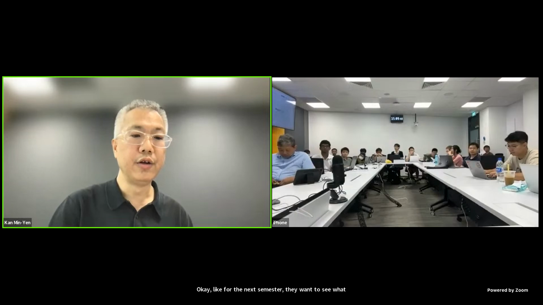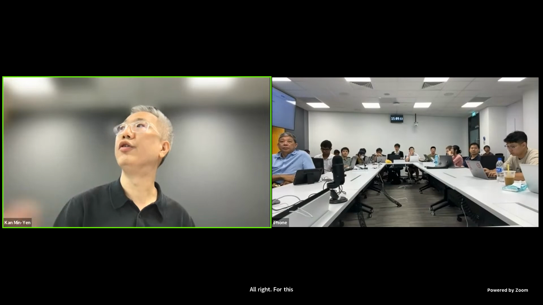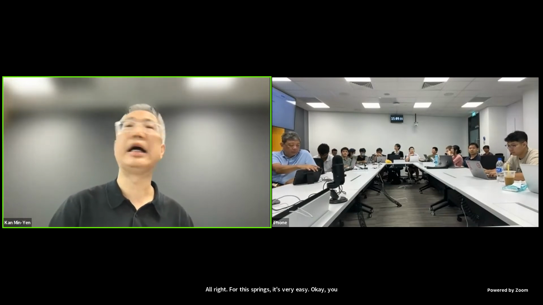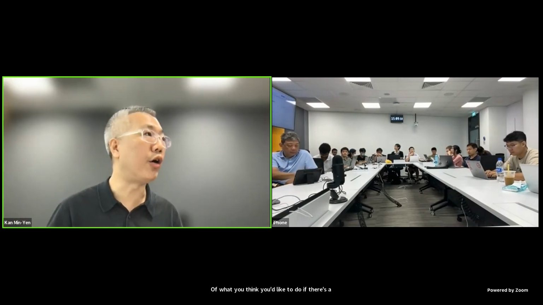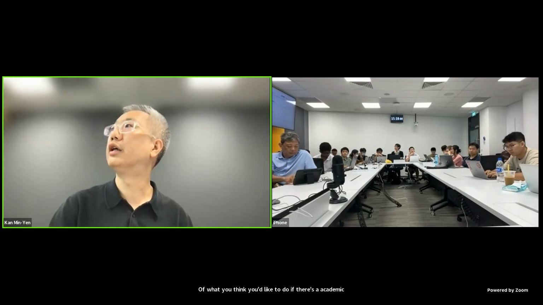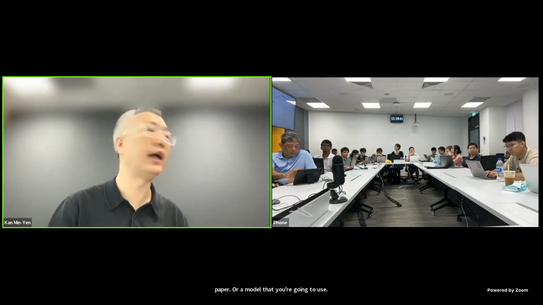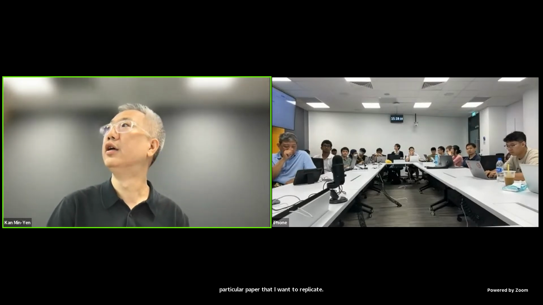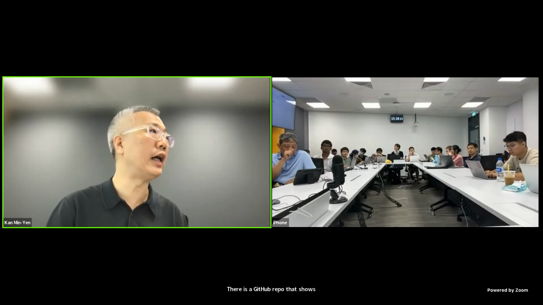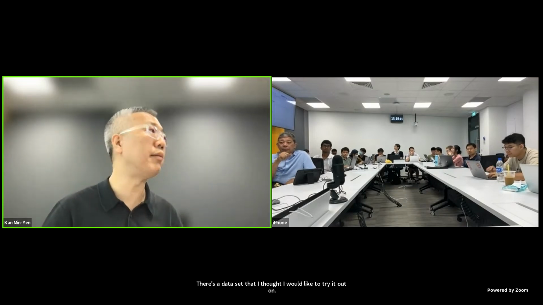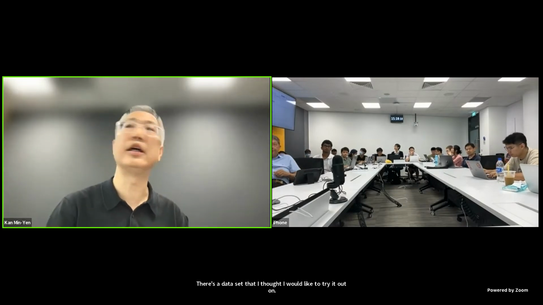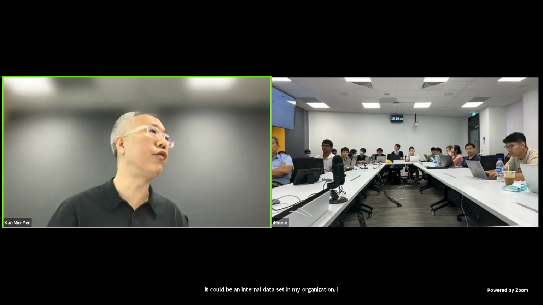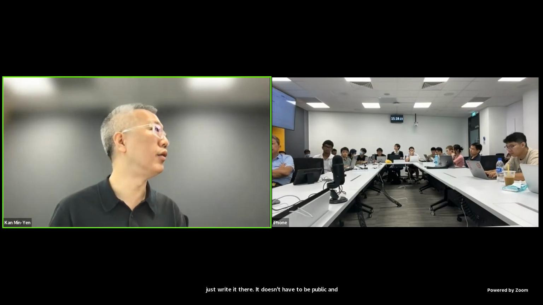For this sprint, it's very easy. You can write an abstract of what you think you'd like to do. If there's an academic paper or a model that you're going to use, you can declare all of these things here. So I have a particular paper that I want to replicate. There is a GitHub repo that shows us how to use it. There's a data set that I thought I would like to try it out on. It could be an internal data set in my organization. I just write it there. It doesn't have to be public. And some notion of what an evaluation metric would be.